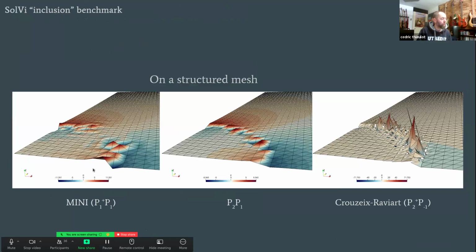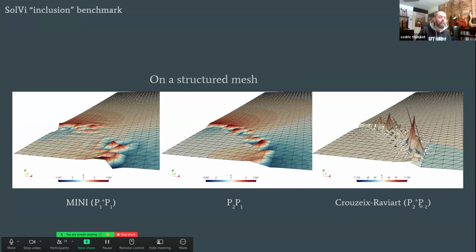So here's the inclusion. The pressure is supposed to be 0 in it and have this under pressure and over pressure field there and there. This is, like I said, the pressure field. So you see that between the P1 plus P1 and the P2 P1, we have slightly different results. But what is really interesting here is that this P2 plus P minus 1 is also called the Crouzeix-Raviart.